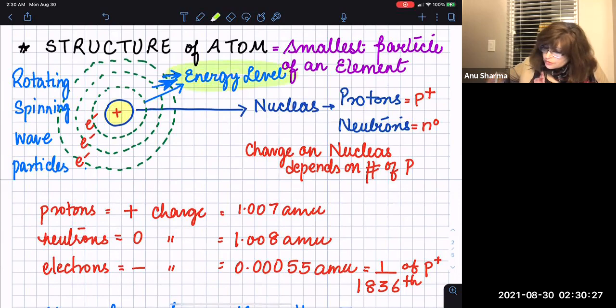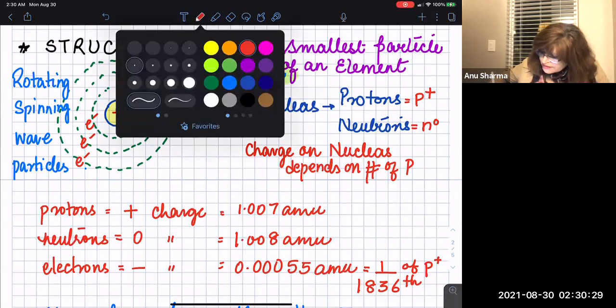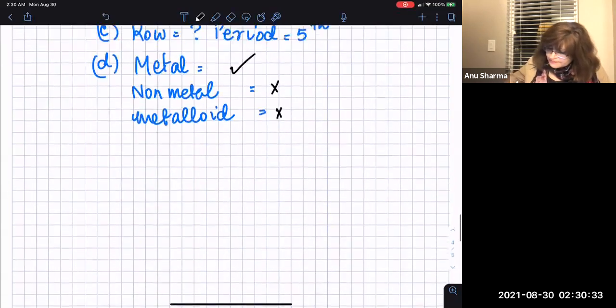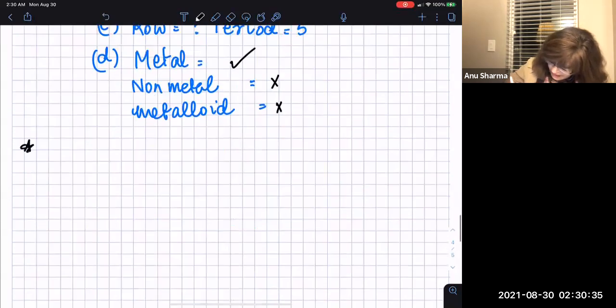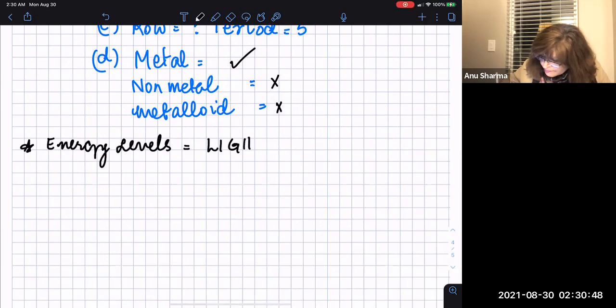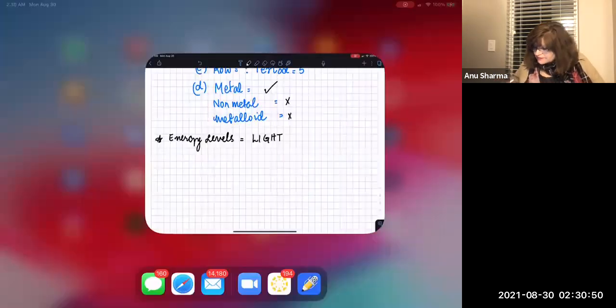How did we come to know of the energy levels? So these energy levels were discovered through light. Okay, now we are looking at energy levels. So these energy levels were discovered through light. So let's look at this.